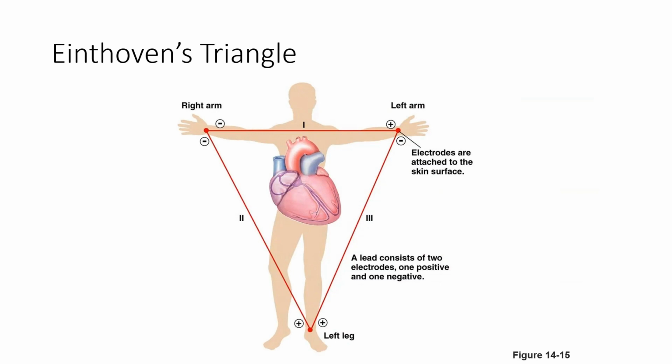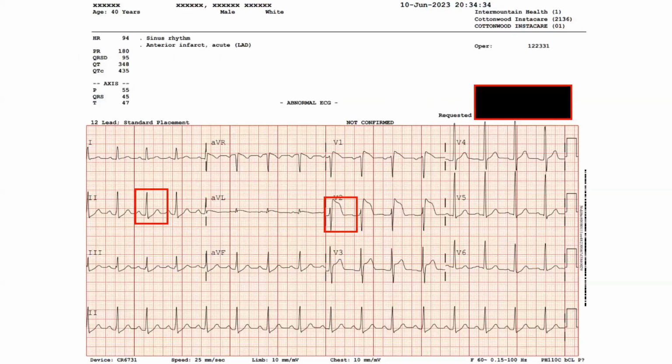Einthoven's triangle is a good way for us to understand which lead and which direction we're looking at through the heart. I always relate it to the right arm first. So right to left is 1 across your chest. And then the right arm to the left leg is 2, followed by the left arm to the left leg, which is 3. Here are a couple of examples of electrocardiograms that I've taken through my job.